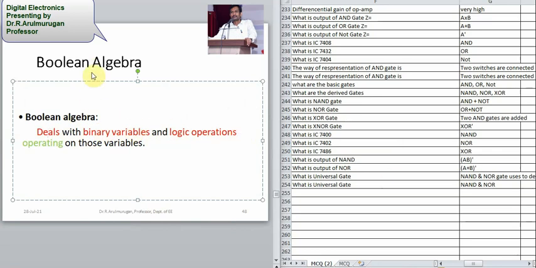Question: what is Boolean algebra? It deals with the binary variables and the logic operations. It is called Boolean algebra. You will tell the answers.